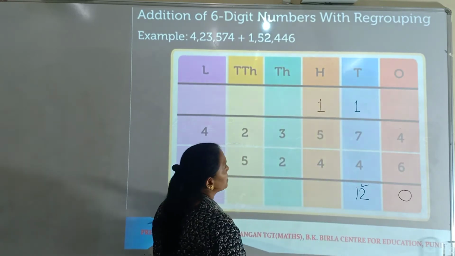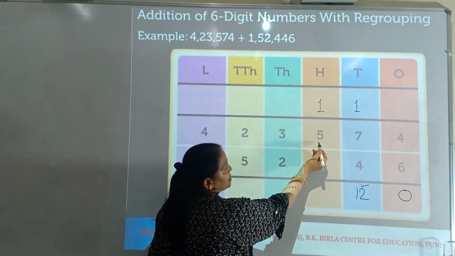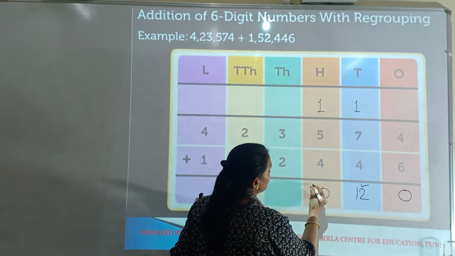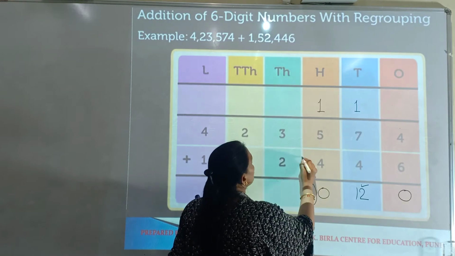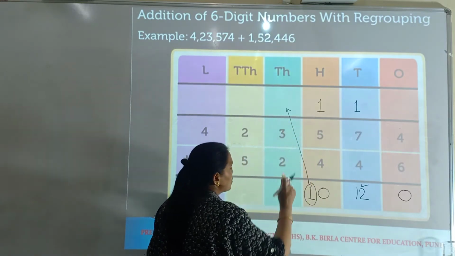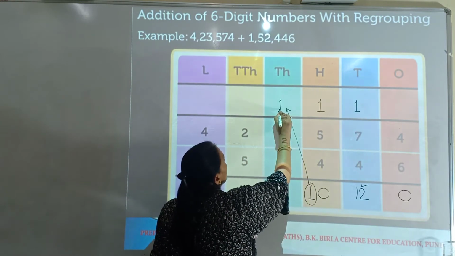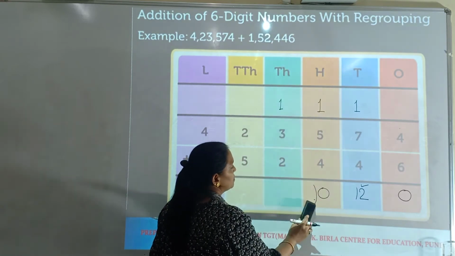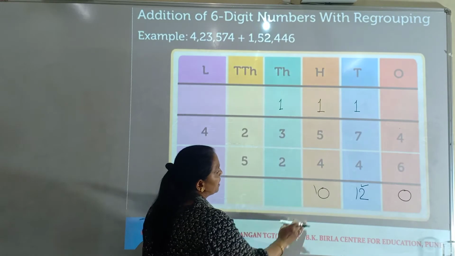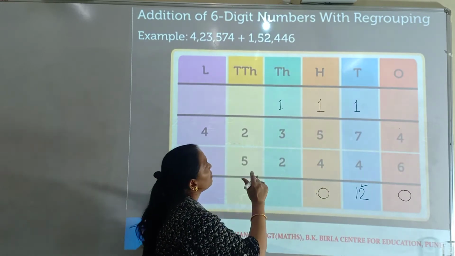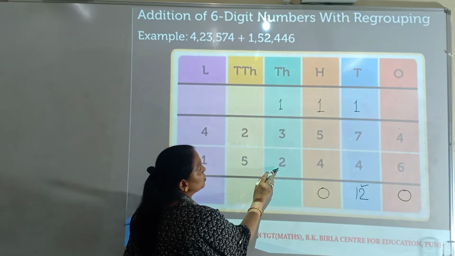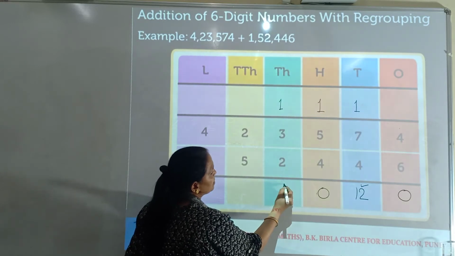Okay. Now next is 1 plus 5 is 6, 6 plus 4 is 10. So here is 10. So this 1 you need to carry forward to the thousands place. Here is 1. Next, the same rule you have to apply. 1 plus 3 is 4, 4 plus 2 is 6. This is a 6.